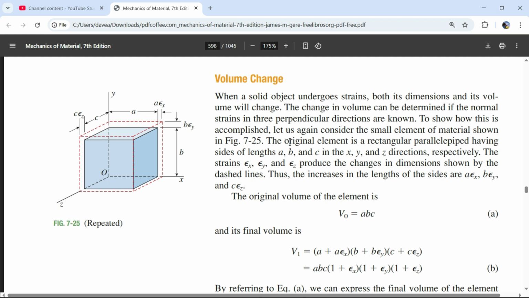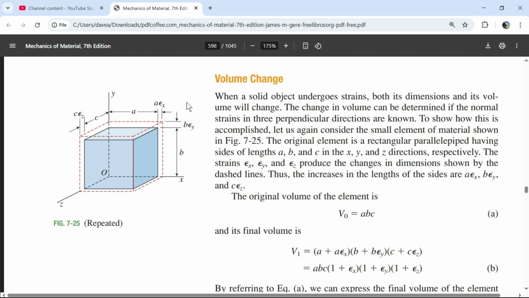To show how this is accomplished, let us again consider the small element of material over here, figure 7.25. The original element is a rectangular parallelepiped having sides of a in the x, b in the y, and a length of c in the z direction. These are lengths a, b, and c in the x, y, and z directions respectively. The strains in x, y, and z produce the changes in dimensions shown, and we've talked about that.